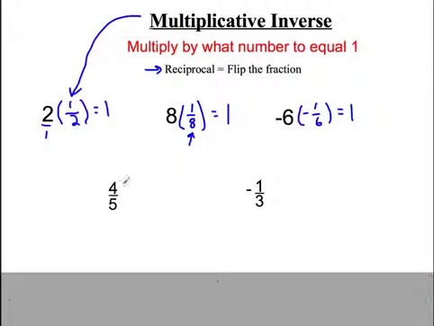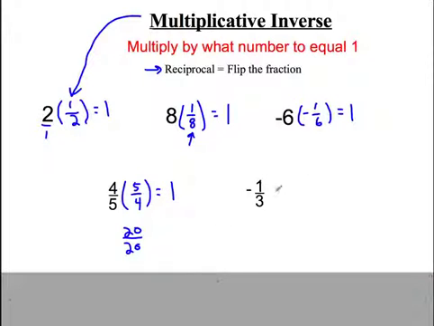Can we do it with fractions? Sure. What number, 4/5 times what number gives you 1? Well, I'm going to do the same thing. I'm going to flip the fraction, so this becomes 5/4. And really what's happening here, 4 times 5 is 20. 5 times 4 is 20. Well, what is 20 divided by 20? It is 1, so that's why it works.